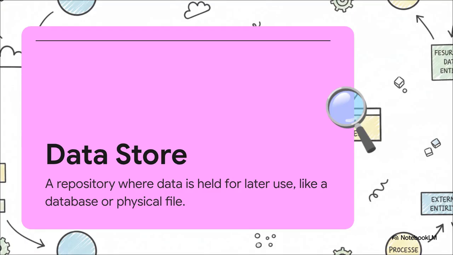So what about data that's just sitting there? Well, that's where a data store comes in. It's just a place where data is held for later. It could be a massive complex database, or it could literally be a physical filing cabinet. But here's a golden rule you gotta remember. Data can't just jump from one data store to another. Nope, it always has to go through a process first.